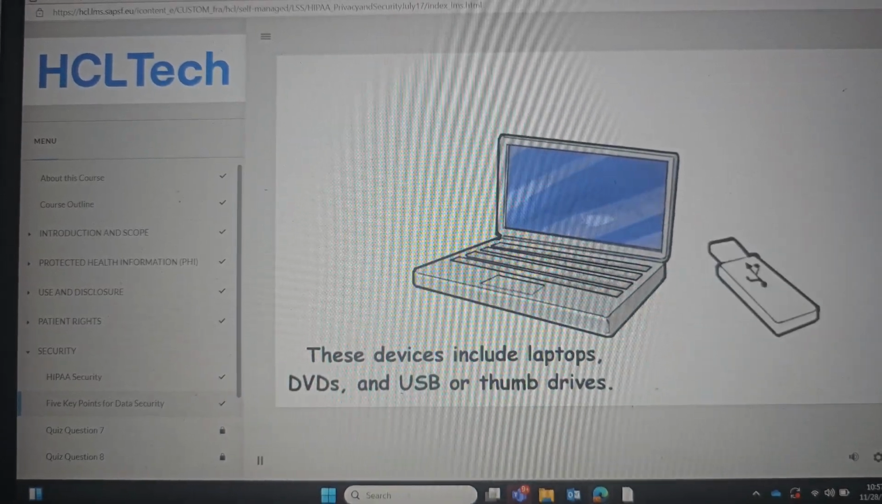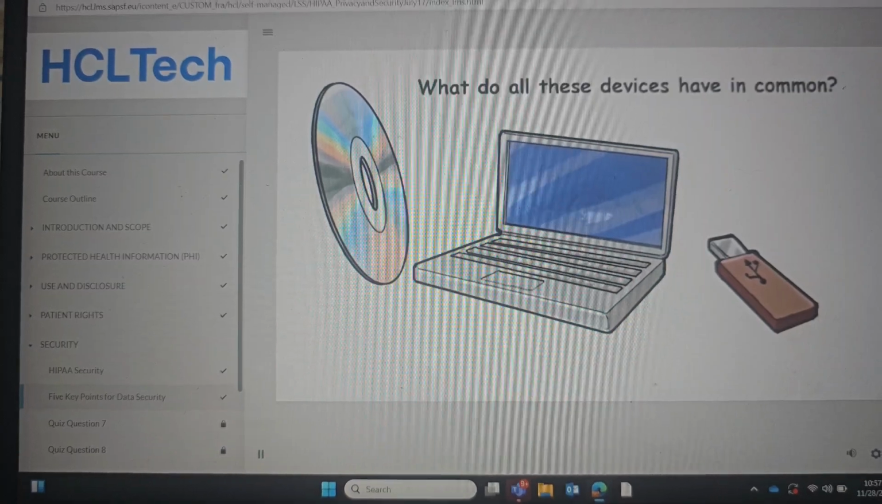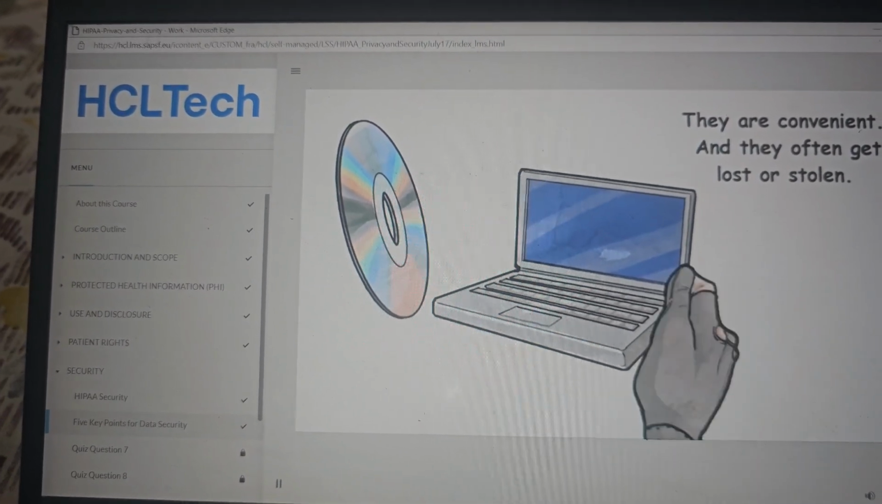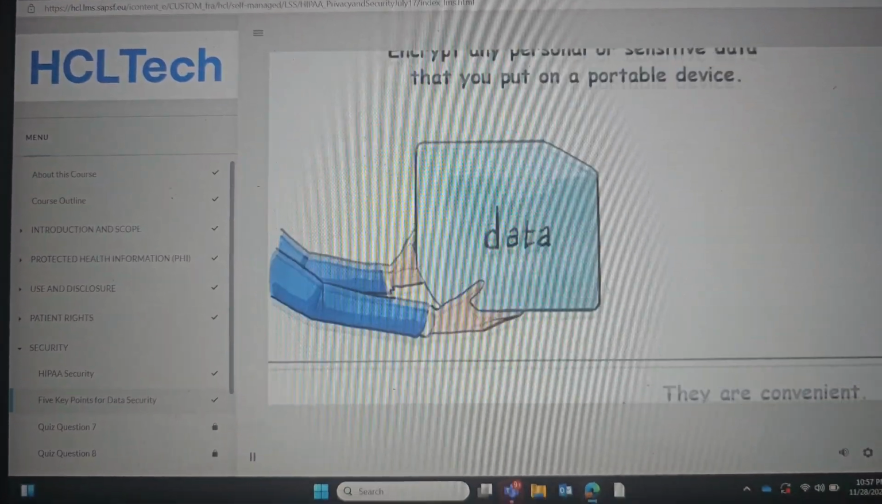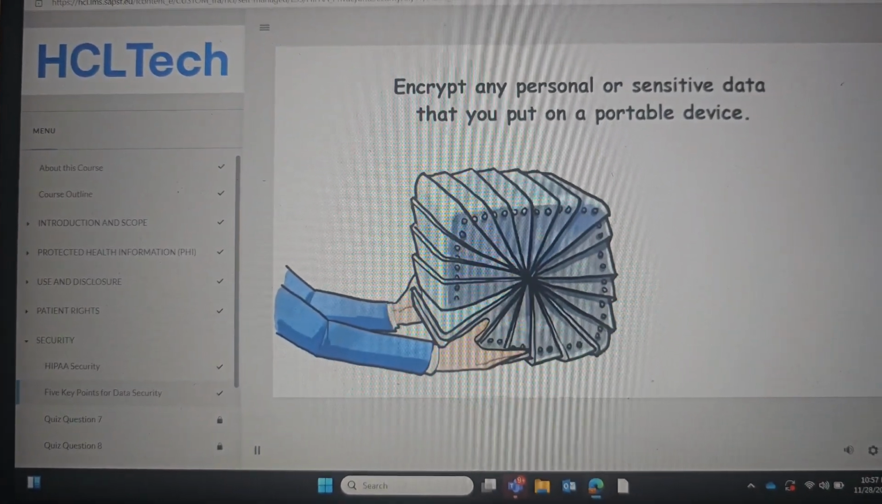These devices include laptops, USB drives, and DVDs. What do all these devices have in common? They are convenient, and they often get lost or stolen. Encrypt any personal or sensitive data that you put on a portable device.